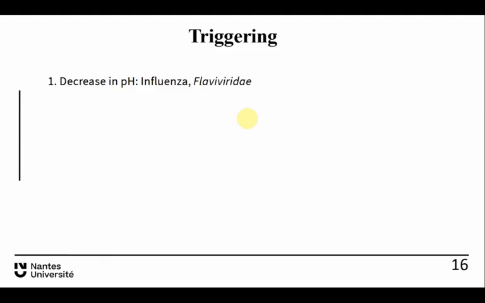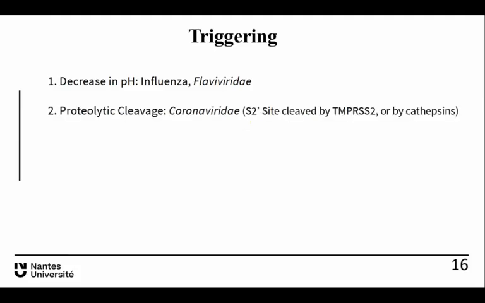So triggering: what is the event that really causes the fusion domain to explode or to fire off? A decrease in pH. For viruses that are first endocytosed, it's the low pH of the endosome which is the trigger. Influenza, flaviviruses. What's another thing we saw for SARS-CoV-2? We saw it's the proteolytic cleavage. As we saw on the video, there's cleavage by this enzyme called TMPRSS2, which is the trigger.